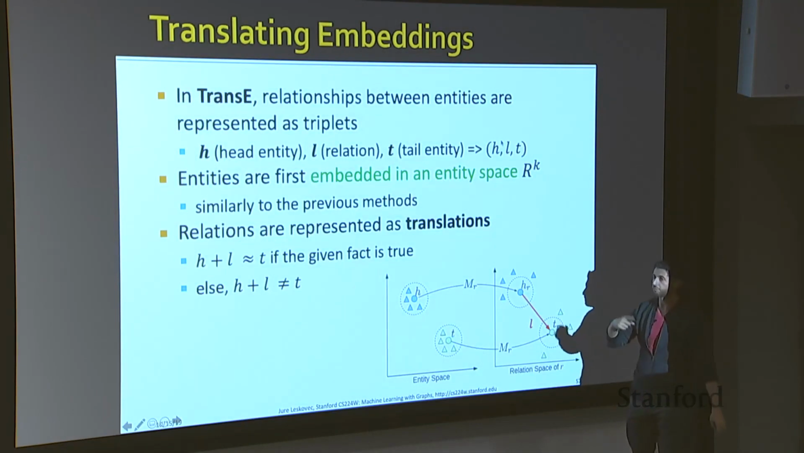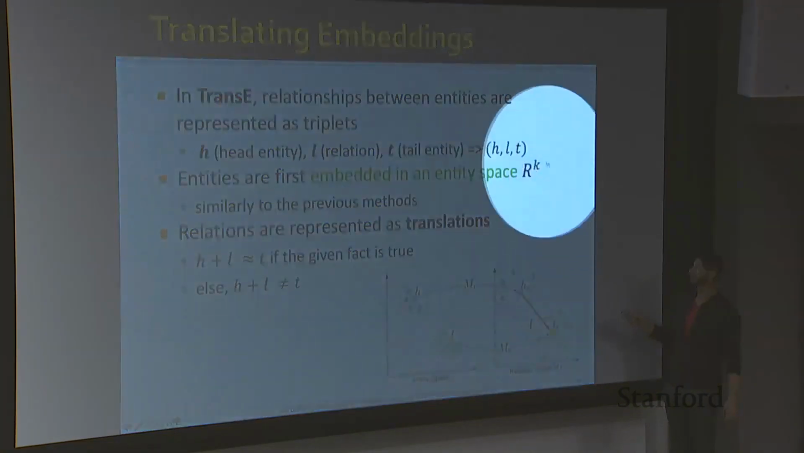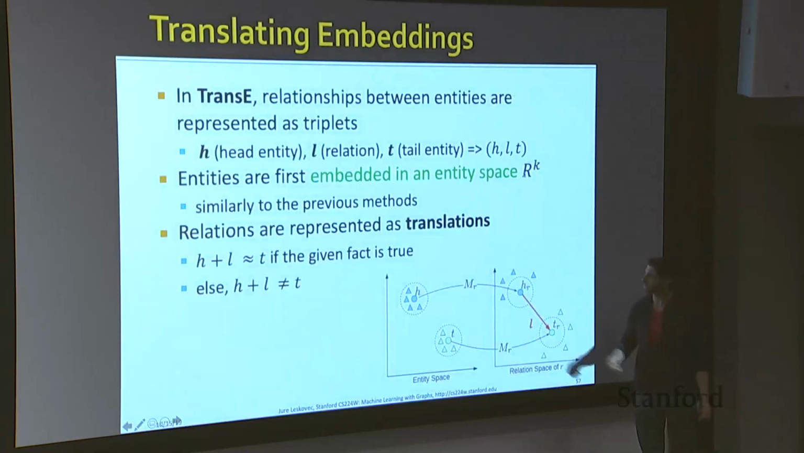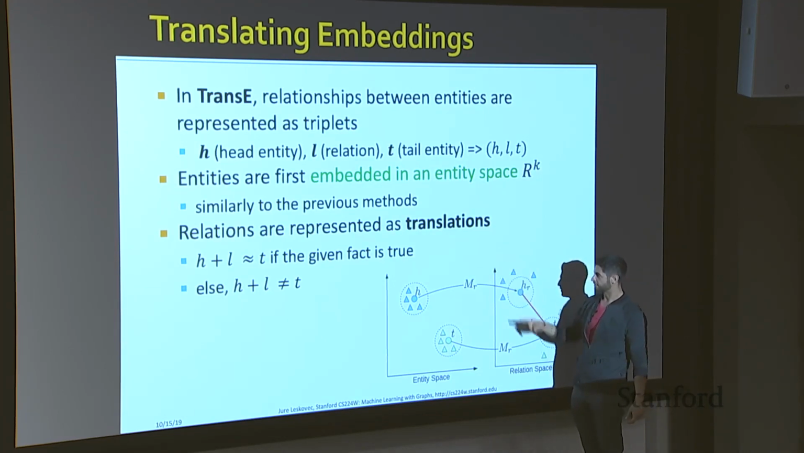And the first step in TransE is we take our entities and embed them in an entity space of dimensionality k, okay? This is similar to all the previous methods that we've seen today. You can use any way you like to do this embedding. And then the key difference is that these relations are represented as translations.